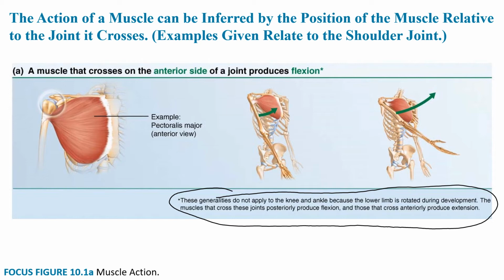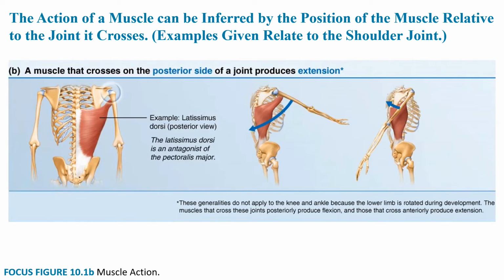So, for example, if you're looking at the pectoralis major, which is what we would call the pec, our chest muscle, it is going to cross on the anterior side of the shoulder joint. It's going to come in and attach to the humerus, and this is going to allow the pectoralis major to produce flexion. Flexion allows the pectoralis major to contract, which will then bring the arm forward.